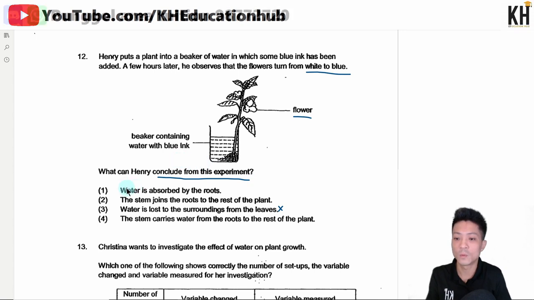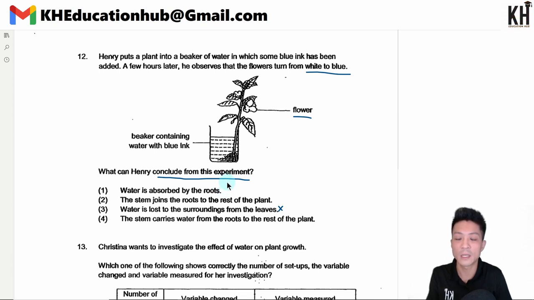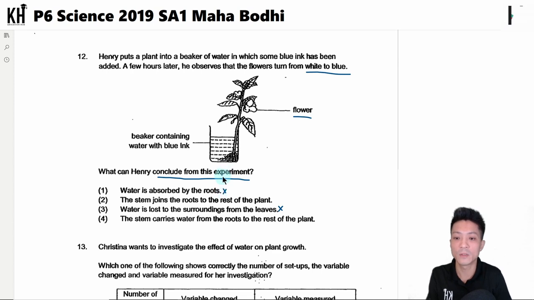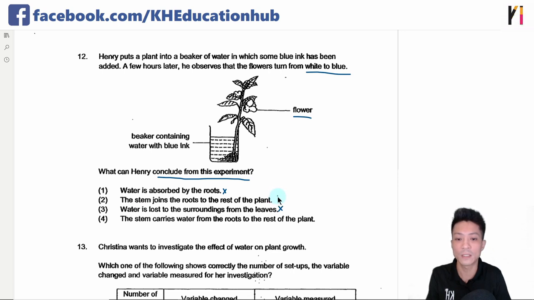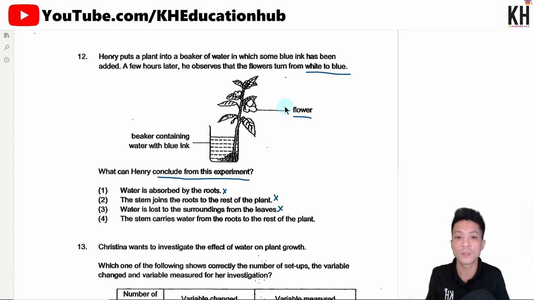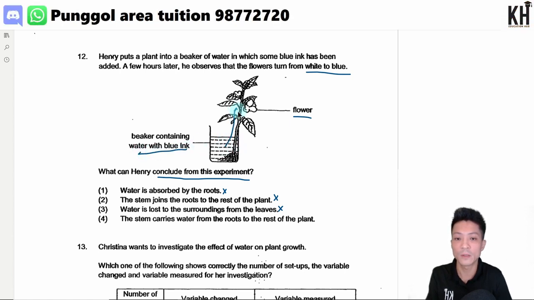So let's go through option number 1 again. Water is absorbed by the roots. Okay, so we can't really conclude this from the experiment unless we measure the amount of water before and after, and also apply a layer of oil to make sure that the water loss is only due to the roots and not evaporation. Does this experiment show that the stem joins the roots to the rest of the plant? It doesn't really show that. Does it show that the stem carries water from the roots to the rest of the plant? It does, because the flower turned from white to blue. So it shows that the water with the blue ink traveled up and reached other parts of the plant. So the answer will be number 4.